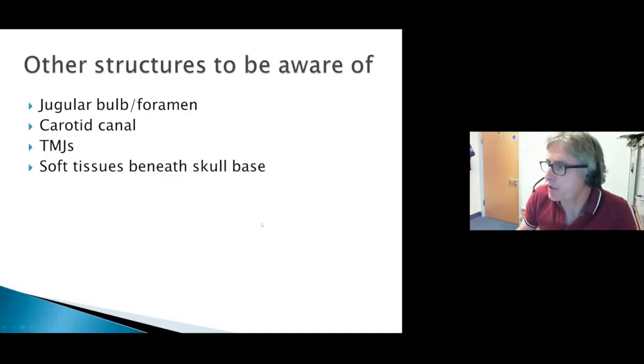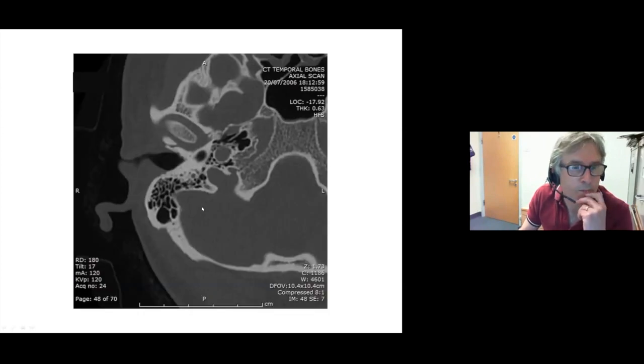So some other structures just to be aware of. Don't forget the jugular bulb and foramen, carotid canal, TMJs, and also don't forget the soft tissues beneath the skull base. They can be quite important. So this is a section lower down now. We're off the middle ear cleft, but we can see quite nicely.